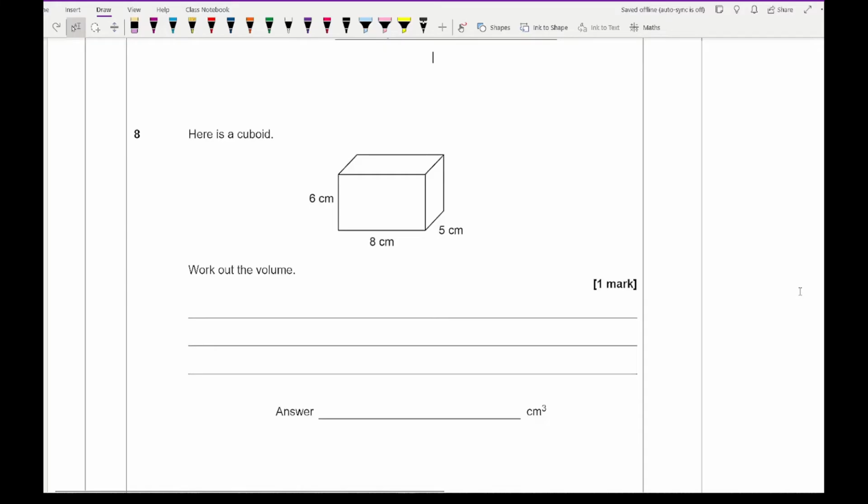Question 8, it says here is a cuboid, work out the volume. Well, to work out the volume, all we need to do is make sure that all the units are the same, and then we multiply all the 3 different dimensions together. So it's going to be 6 times 8 times 5, and if I do that, we should have an answer of 48 times 5, which is 240.